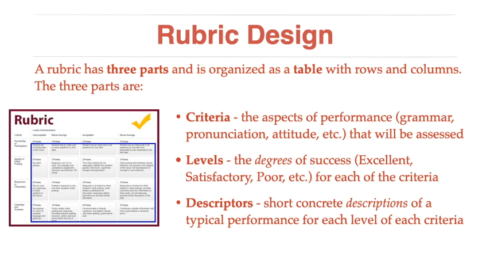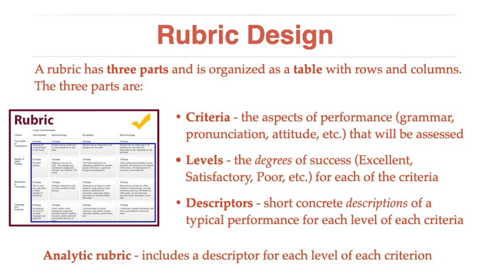The descriptors are the most important part of the rubric. They specifically guide teachers in what to look for when they decide their subjective scores. Descriptors can also be used, perhaps with simplified language, to guide students when preparing for the assessment and to give feedback when the assessment is finished. This style of rubric is called an analytic rubric. An analytic rubric includes a descriptor for each level of each criterion.